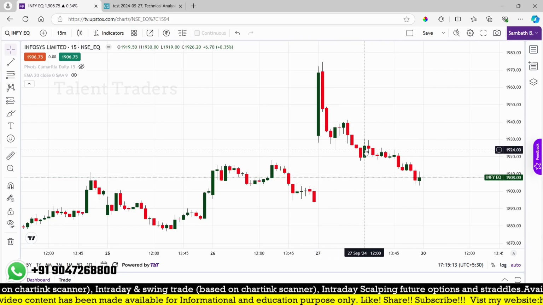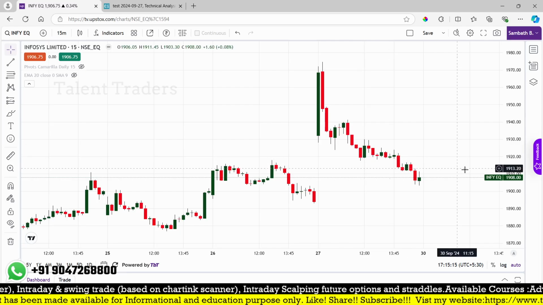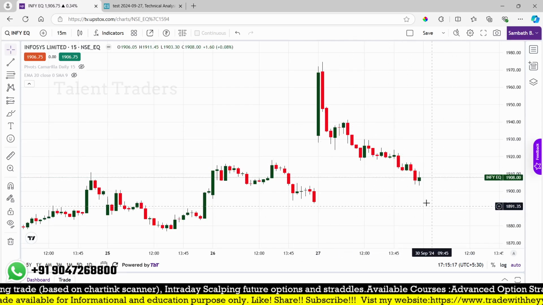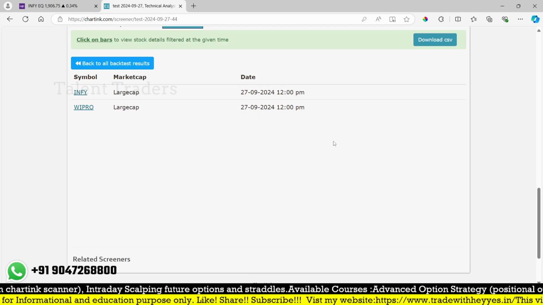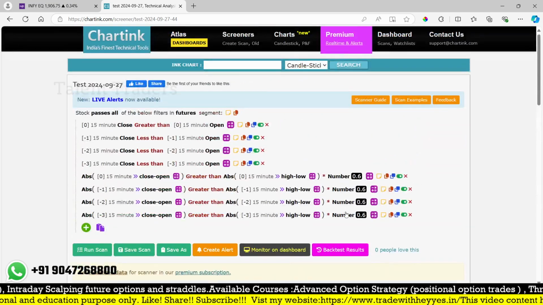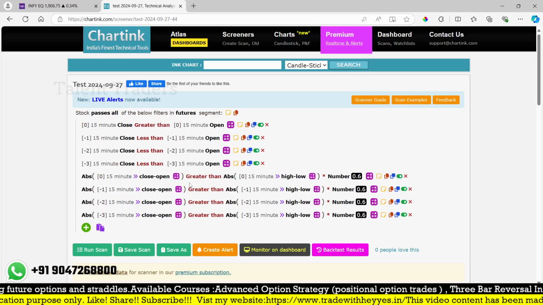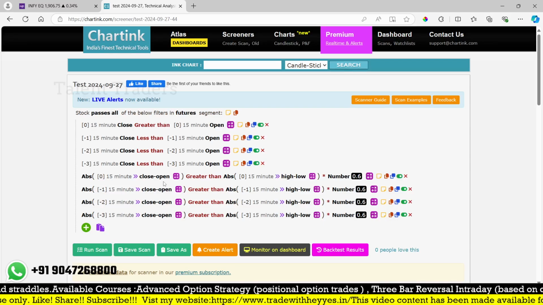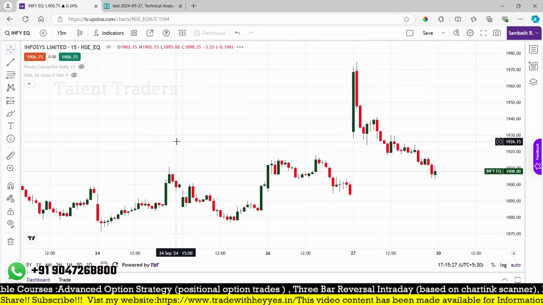This one is Infosys, but the high is not broken, the low is broken, and the trend continuation is happening on the downside. That is also possible. So I hope you understood why we are using 0.6, 0.7, and this customized indicator will help you find an intraday opportunity after the downtrend.